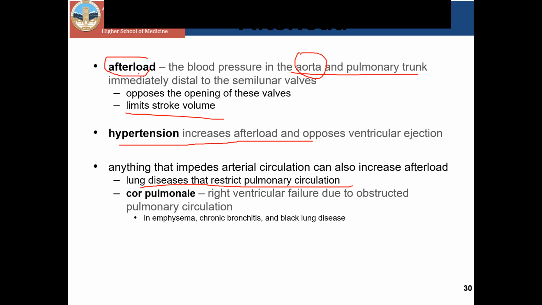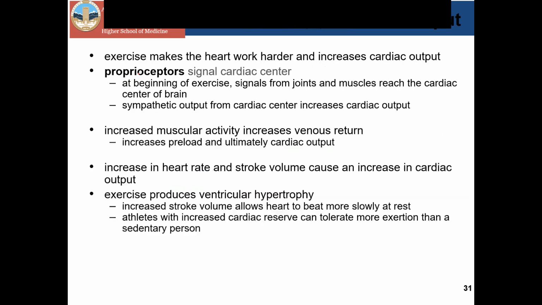Yes, two circuits. It's understanding. That's why these two vessels are important.